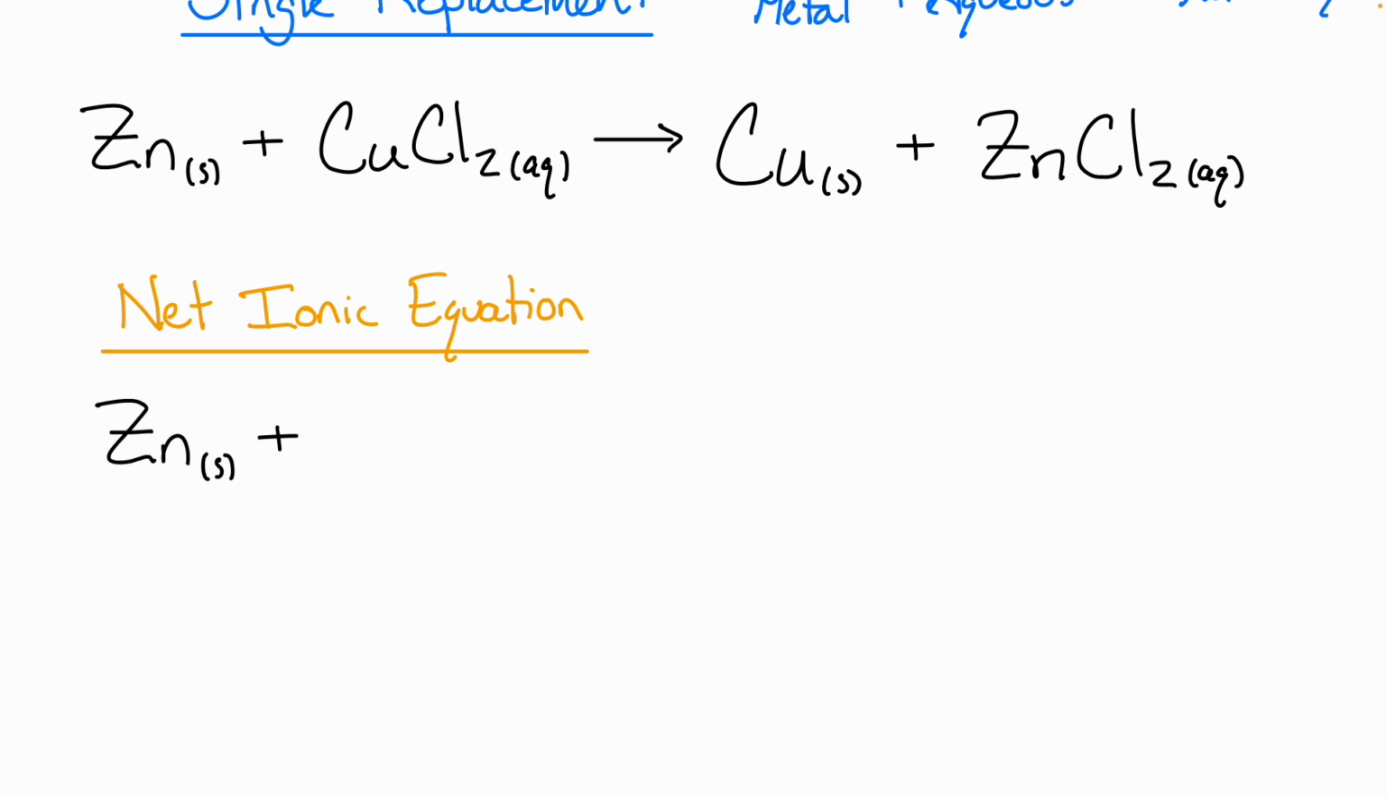When I get to my aqueous compound, though, this is when we break these up into cation and anion. So my copper chloride here, copper 2 chloride here, has that AQ. So I'm going to break this up into a copper 2 ion and 2 chloride ions.